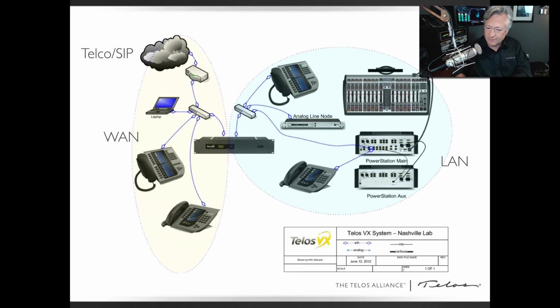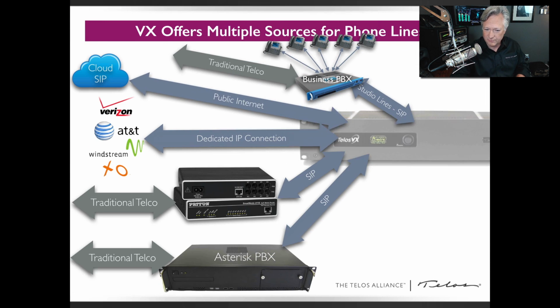And then on the right-hand side of the drawing here is the studio world. This is where the Telos VX over the Livewire audio over IP network sends caller audio to studios or to news workstations, wherever you need it, and receives mix-minus audio or send audio back to the caller. Plus, there are GPIO functions available.